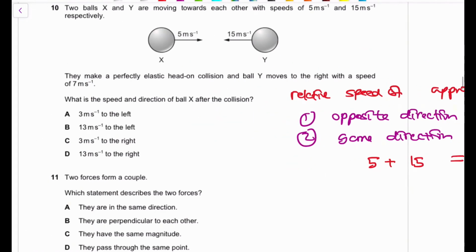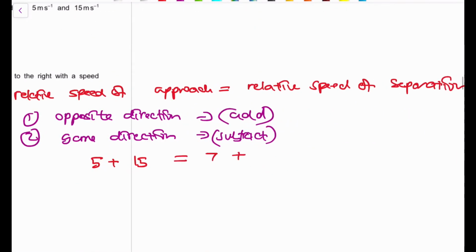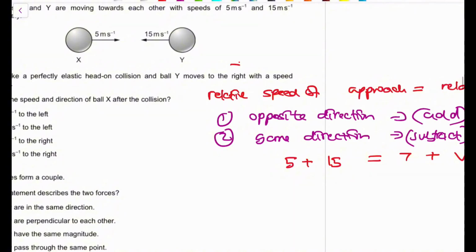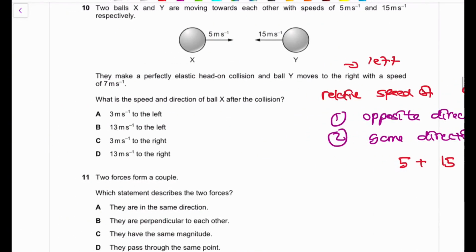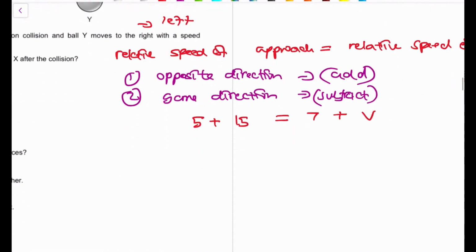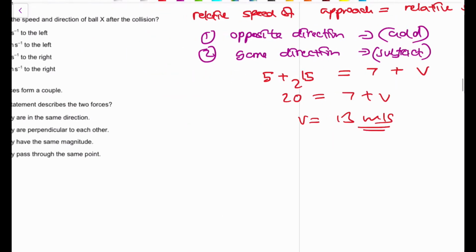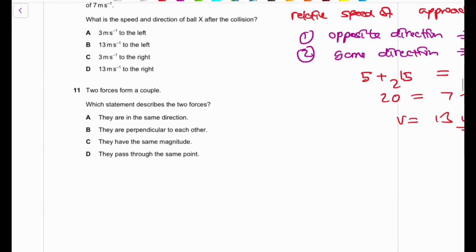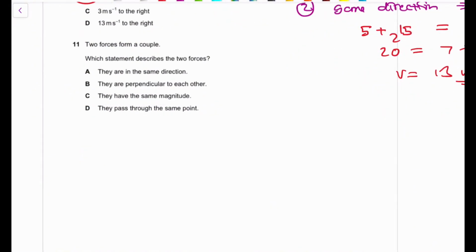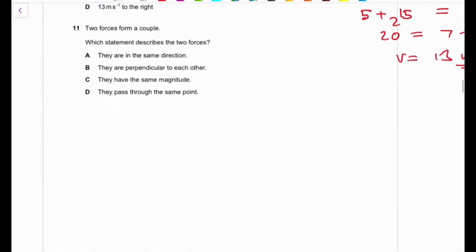The other one moves to the right with 7. So the other one should move to the left, because perfectly elastic means they do not stick. So 7 plus V. So 20 will be equivalent to 7 plus V. Therefore, V will be equivalent to 13 meters per second, but to the left. 13 meters per second to the left. Very important.